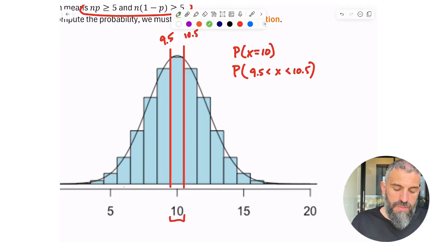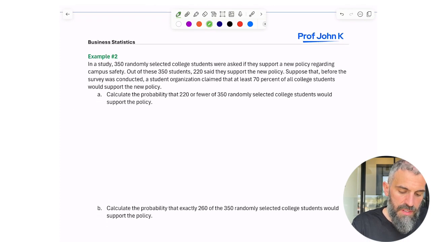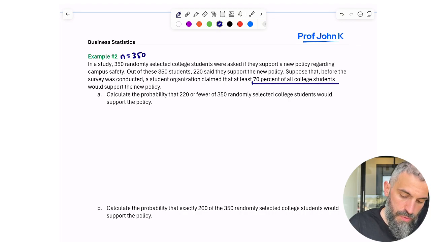So we're going to do a few exercises so you understand how to do it. And then this chapter will be done. So in a study, 350 randomly selected students, so that's my sample size, were asked if they support a new policy regarding campus safety. Out of the 350 students, 220 said they support the new policy. Suppose that before the survey was conducted, a student organization claimed that at least 70% of all college students would support the new policy. Okay, so there's your p. 70% of all college students would support the new policy, right? That's p. Calculate the probability that 220 or fewer of the 350 randomly selected college students would support the policy.